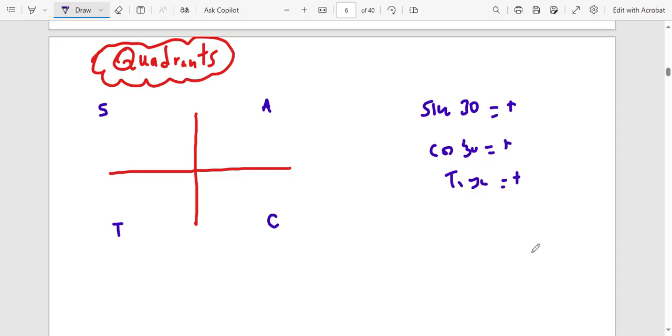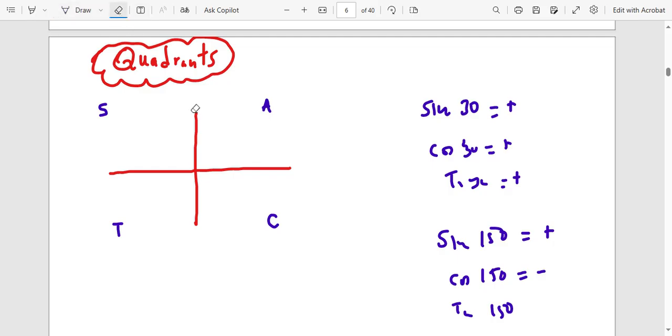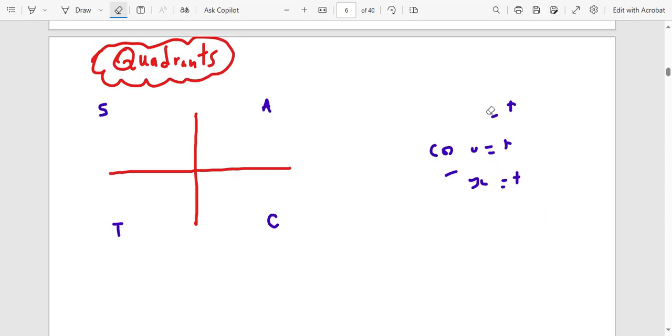But if I go to the second quadrant, let's say I talk about sine 150. Sine 150 is going to be positive, but cos 150 is not going to be positive, it's going to be negative. That is the same as tan 150. Why? 150 is in the second quadrant, so these other ratios are going to be negative. Same if you pick an angle that is going to fall in any other quadrant. Depending on which quadrant you are in, only that ratio in that quadrant is going to end up being positive. The other ratios are going to be negative.